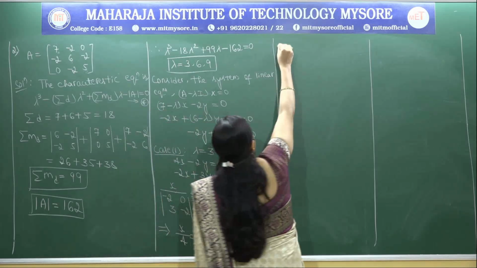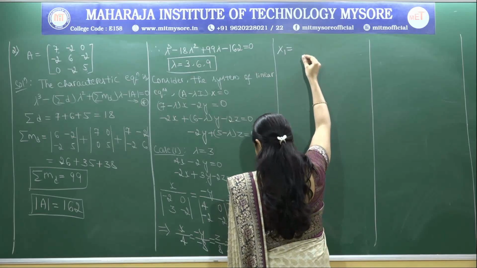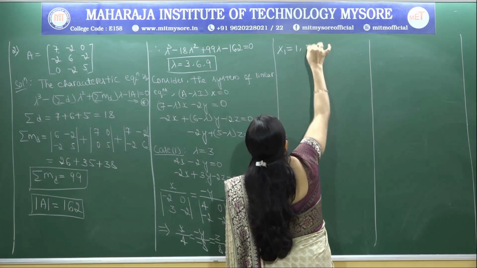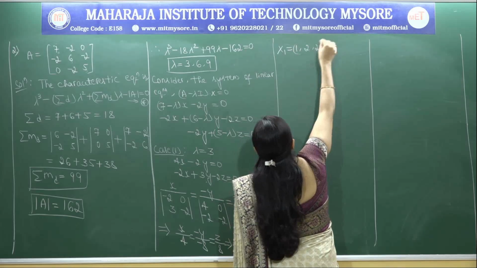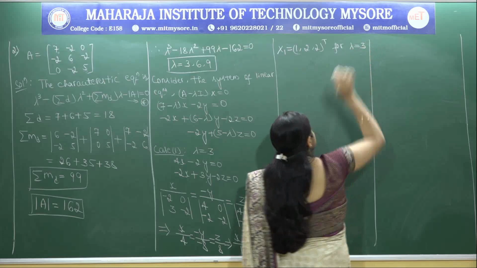So the first eigenvector for lambda equals 3 is 1, 2 and 2 transpose.